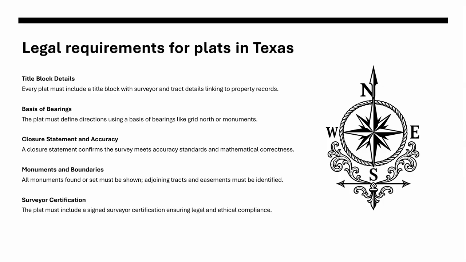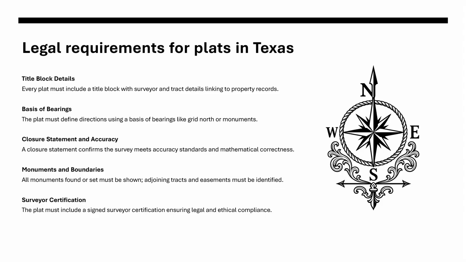Sixth, the plat must show all easements. Easements are rights held by others across the land. Utility lines, pipelines, access roads. All of these must be shown and labeled. If you omit an easement, you conceal rights that belong to others.